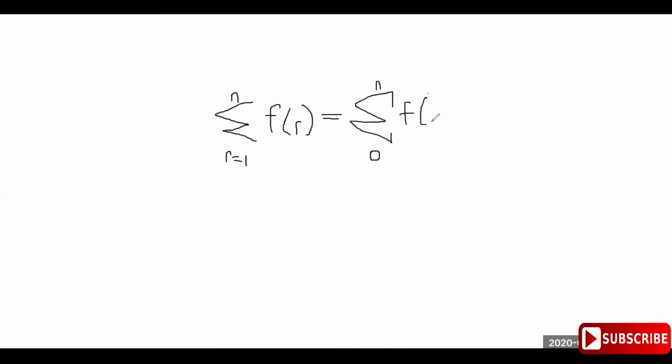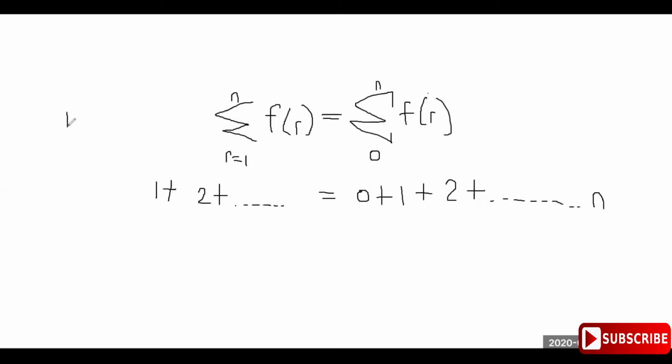For example, if you're adding r from 1 to n, you'd add 1 plus 2 plus 3, and you continue. Now it's going to be the same as if you start from 0. You'd get 0 plus 1 plus 2. The 0 really doesn't change any value. You agree? And so the sum from 0 to n is equal to the sum from 1 to n. That's a very important property that oftentimes we don't write down.